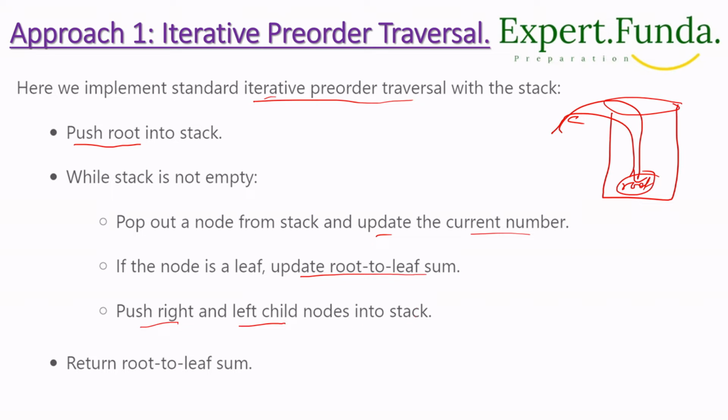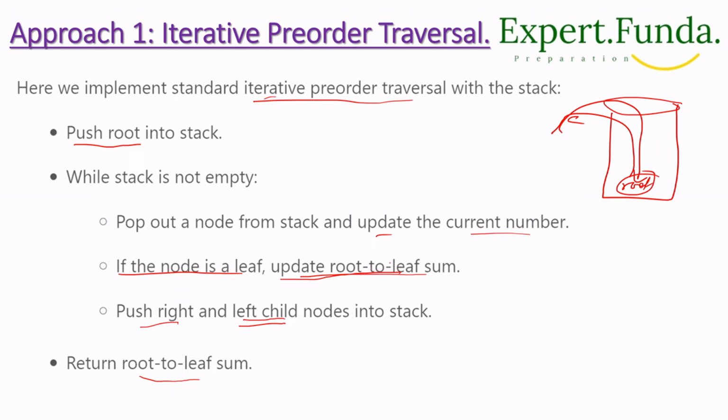So the only thing we have to do is check if the node is a leaf node. If it is, we'll update the root-to-leaf sum. Similarly, we push the right and left children into the stack, and we have to do the sum, and each time we will update it.